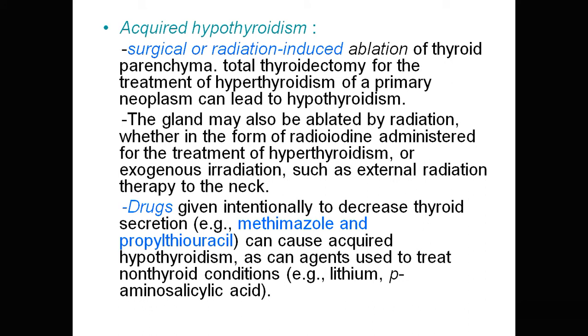Now come to acquired hypothyroidism, which is related to surgery or post-radiation. So there is a destruction of the thyroid parenchyma. Sometimes total thyroidectomy or hemithyroidectomy for treatment of a thyroid tumor. So that also leads to hypothyroidism, with decreased T3 and T4 level. Some drugs given intentionally to decrease the thyroid secretion, like methimazole and propylthiouracil, can cause acquired hypothyroidism.